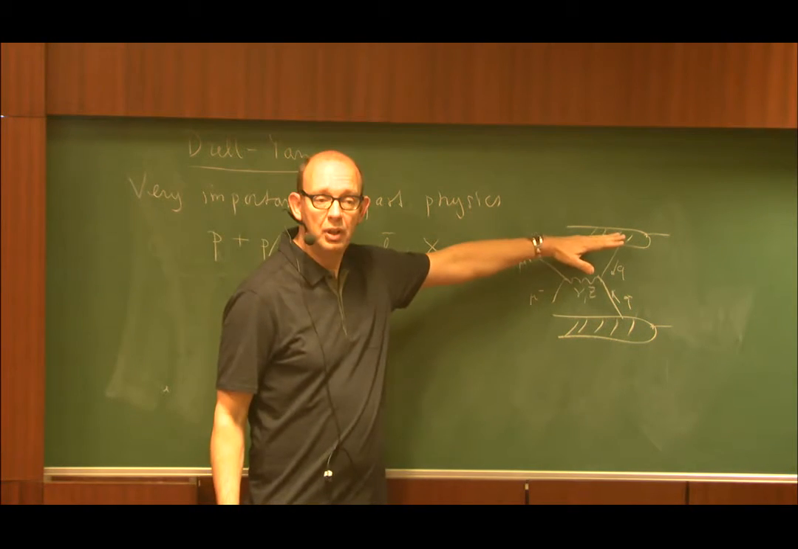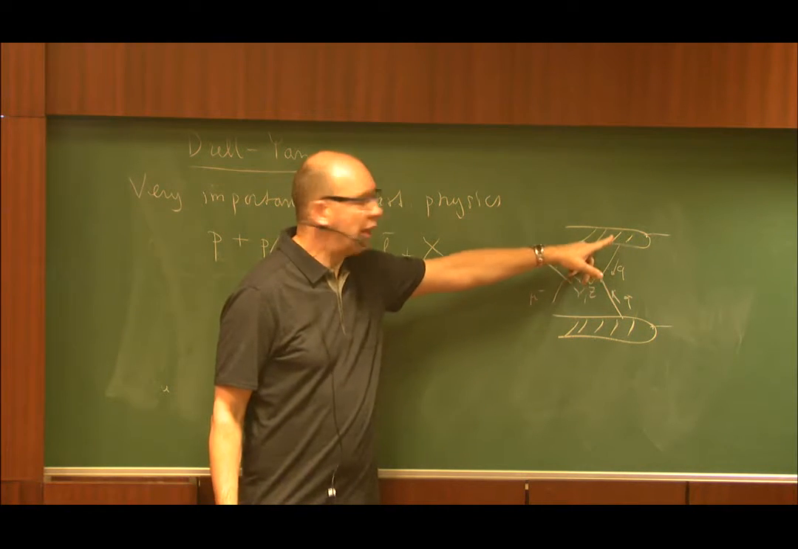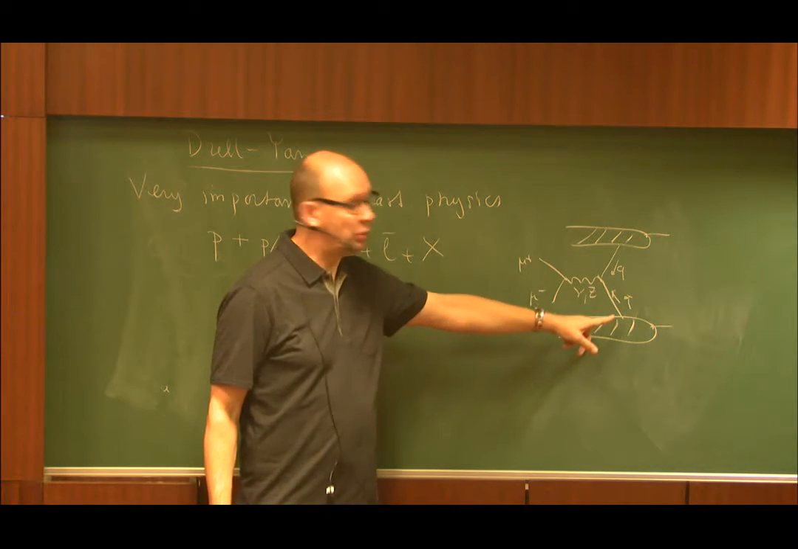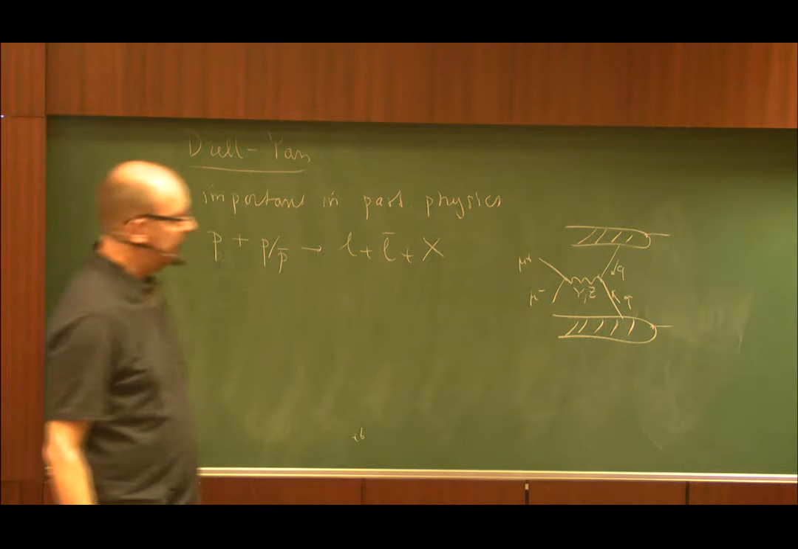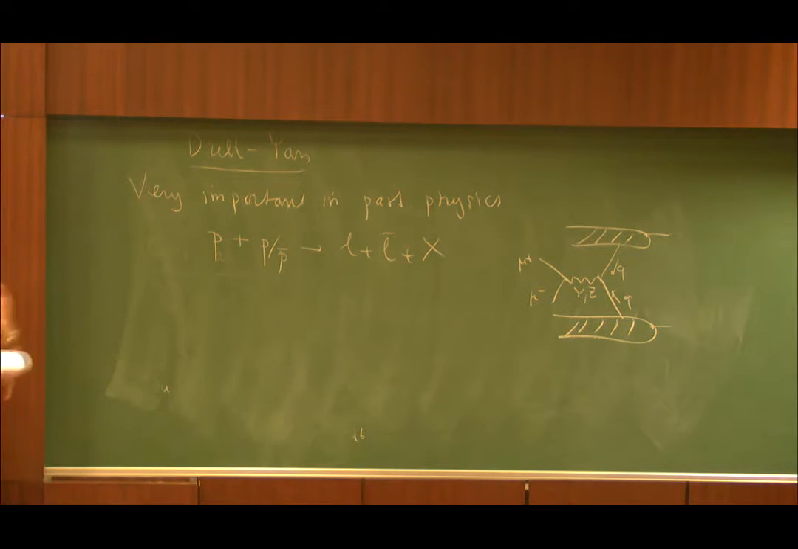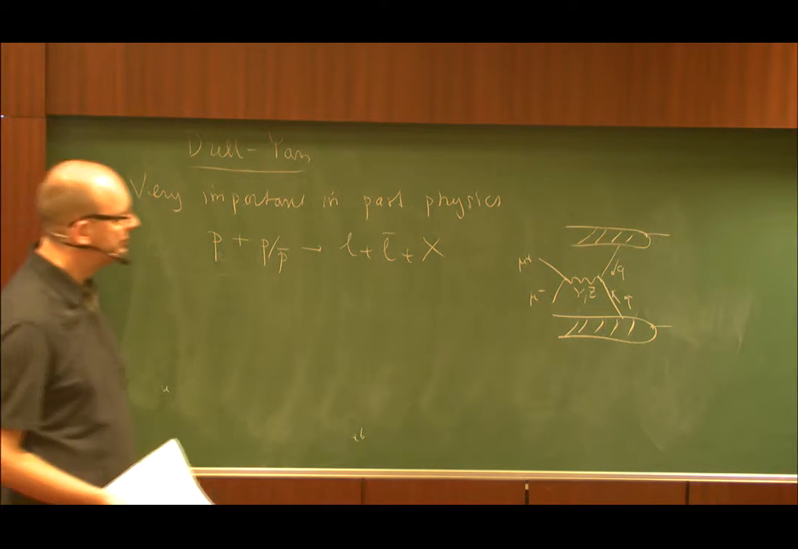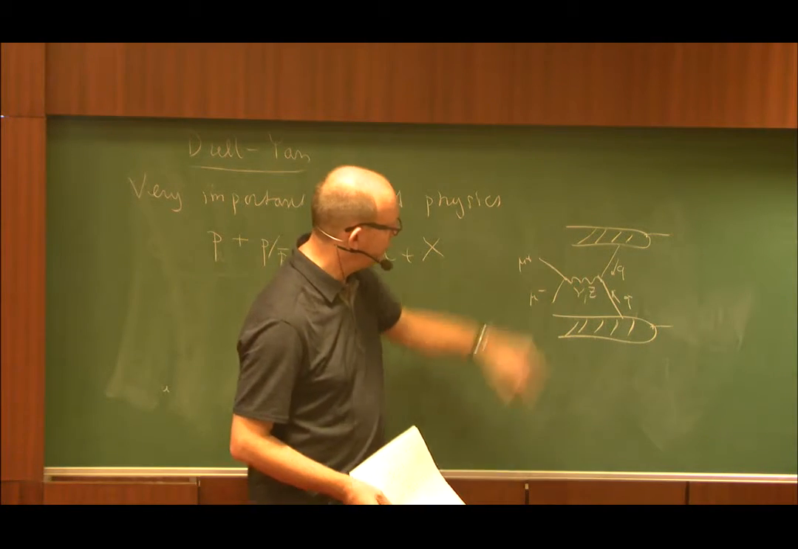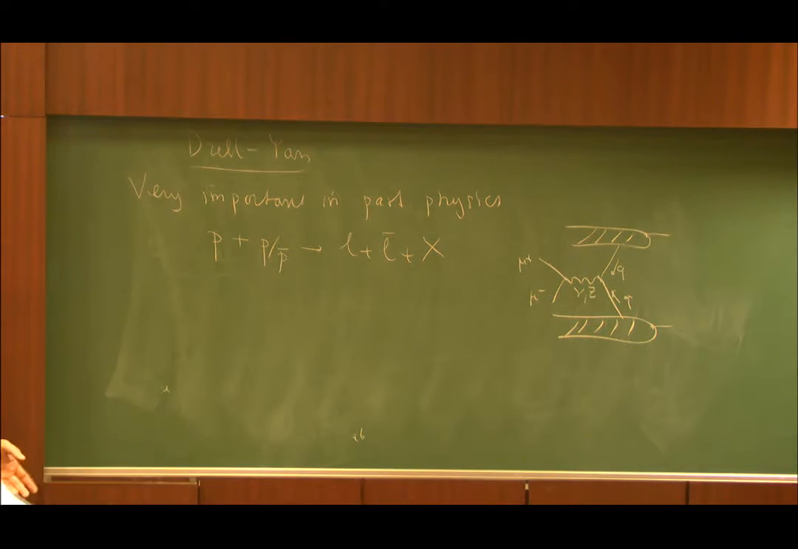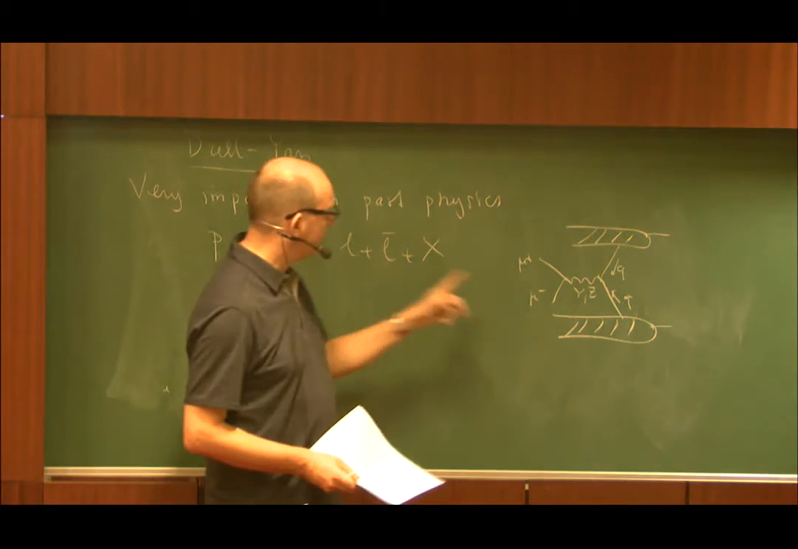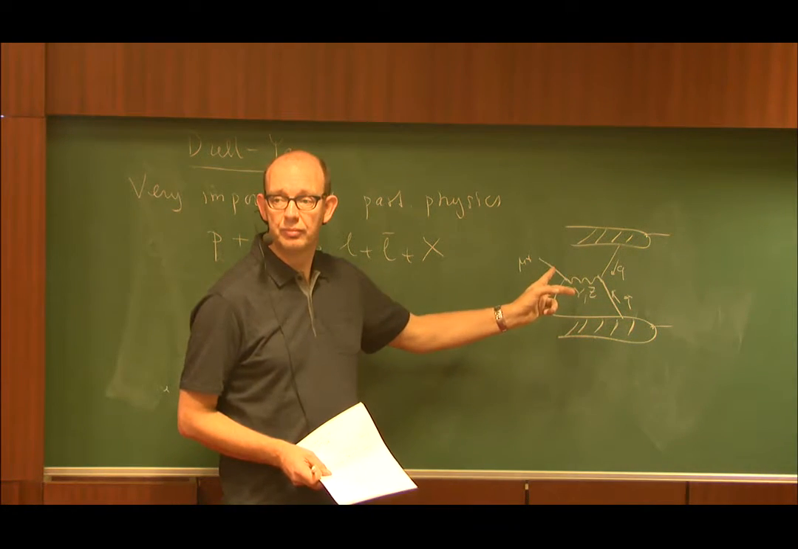This is a quark coming out of this proton, the antiquark coming out of the other proton. Those are the ones that collide. The rest of the proton and antiproton just pass through each other. That's what these things signify. And the production of the final state happens in the hard scattering.